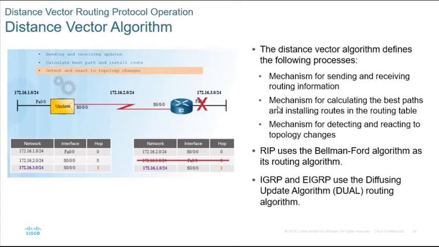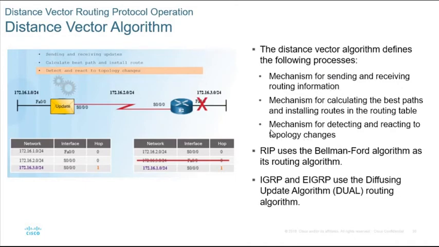Number 2, they also have a mechanism for calculating the best path and installing routes in the routing table, like the one that I showed you a while ago. Calculating the best path, of course, depends on the protocol you are using. So again, if you're using RIP, it uses the number of hops. It compares the number of hops. If you're using OSPF, it uses cumulative bandwidth in terms of the line.